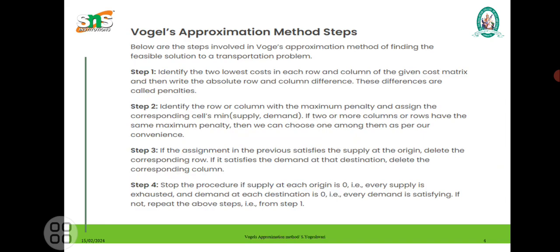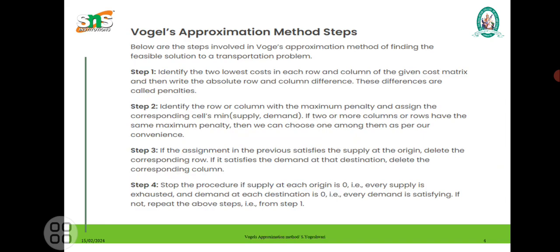Step 2: Identify the row or column with the maximum penalty and assign the minimum of supply and demand to the corresponding cell. If two or more columns or rows have the same maximum penalty, then we can choose one among them as per our convenience. Step 3: If the assignment in the previous step satisfies the supply at the origin, delete the corresponding row. If it satisfies the demand at that destination, delete the corresponding column.